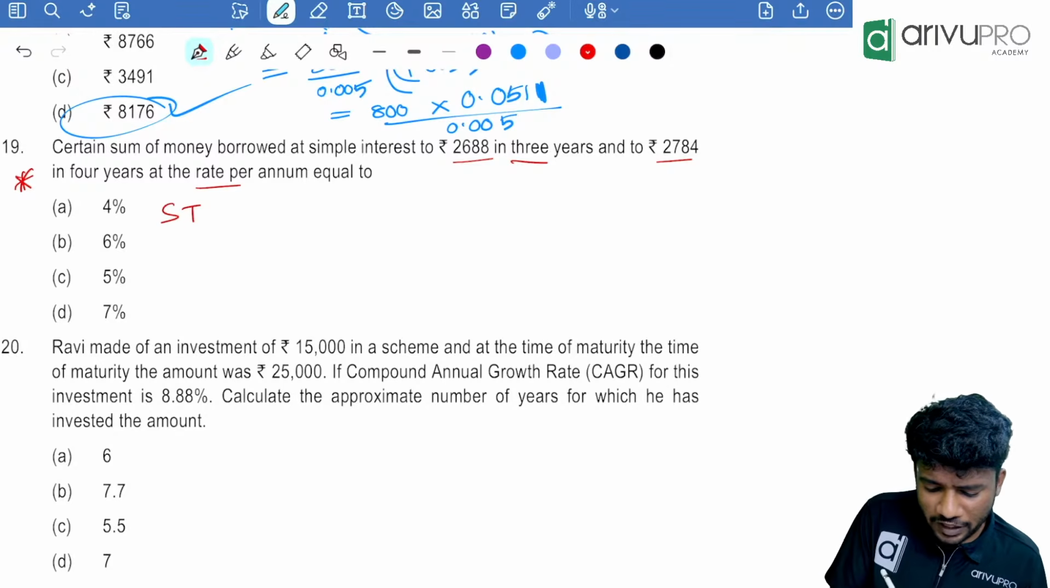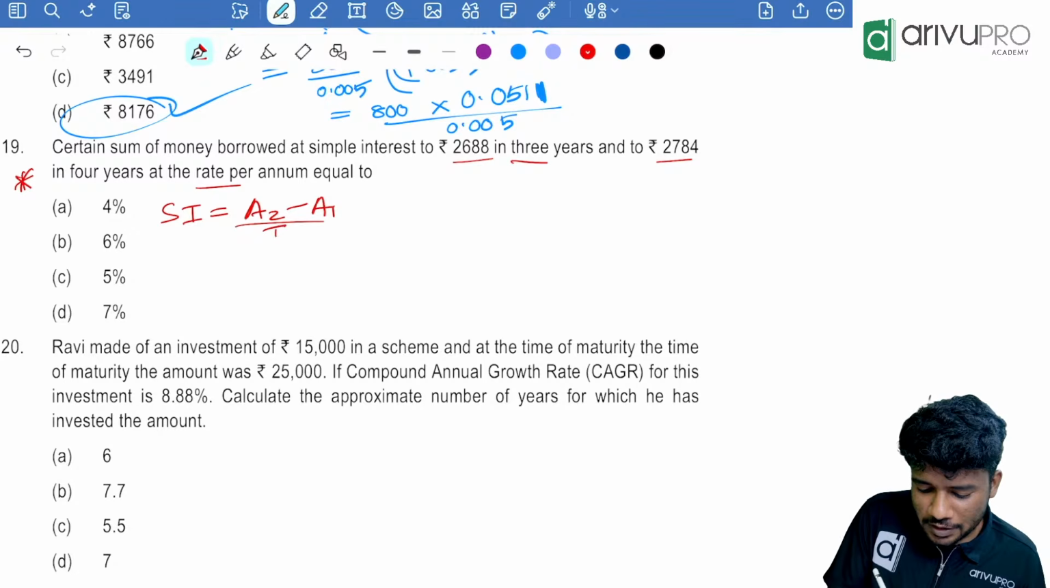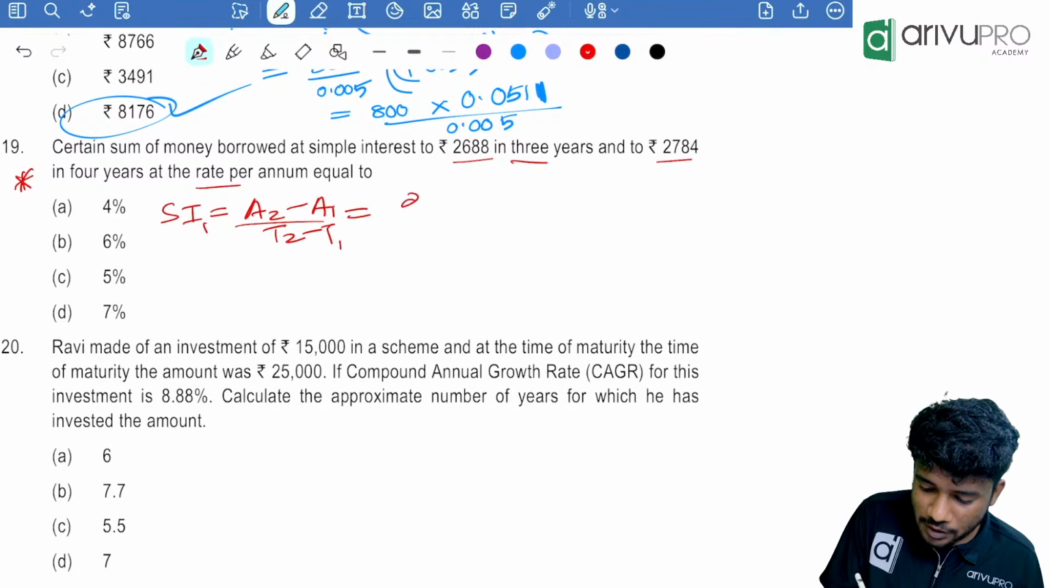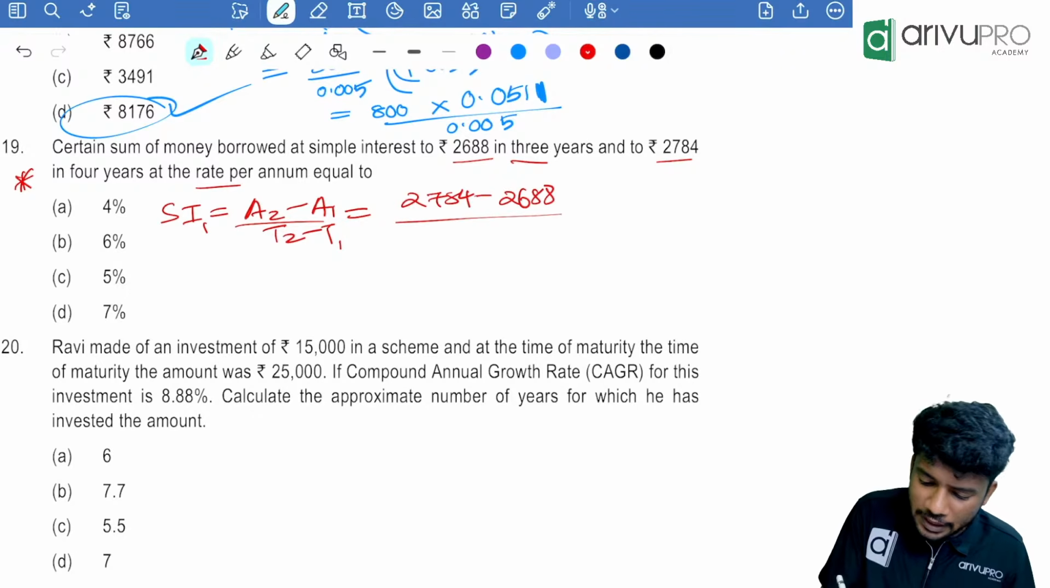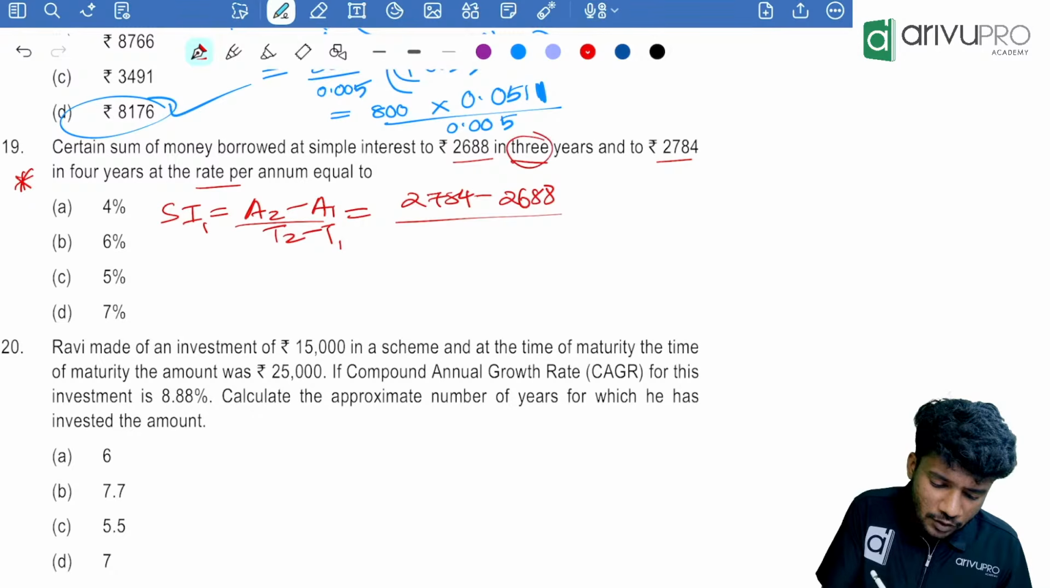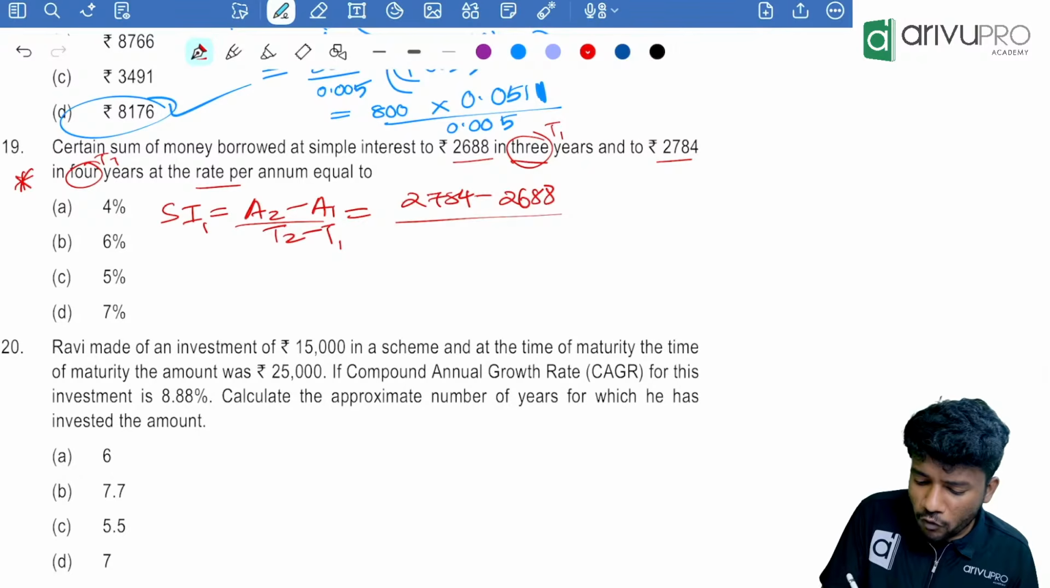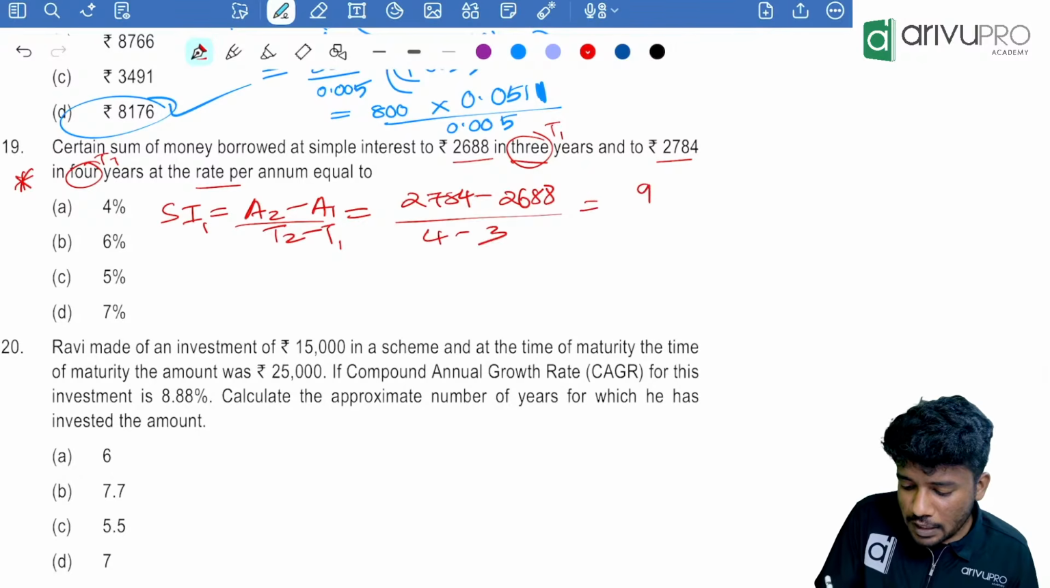People, first of all, we will find SI. SI is nothing but (A2 minus A1) divided by (T2 minus T1). SI for 1 year, we are finding that. That is nothing but 2784 minus 2688 divided by T2 minus T1. T2 is 4 and T1 is 3. 4 minus 3, which is nothing but 96.